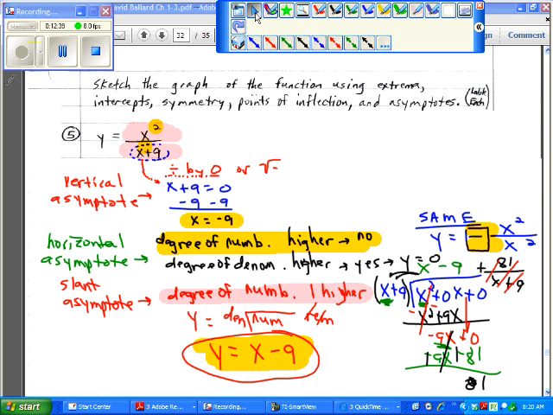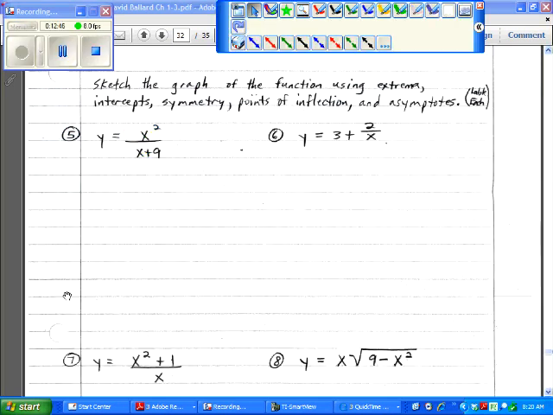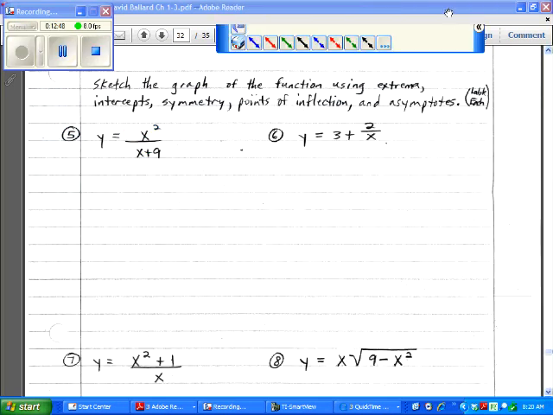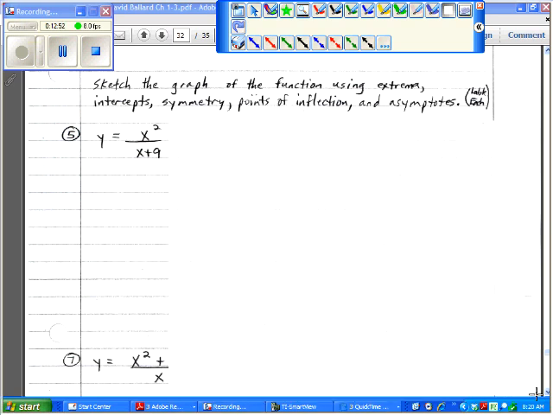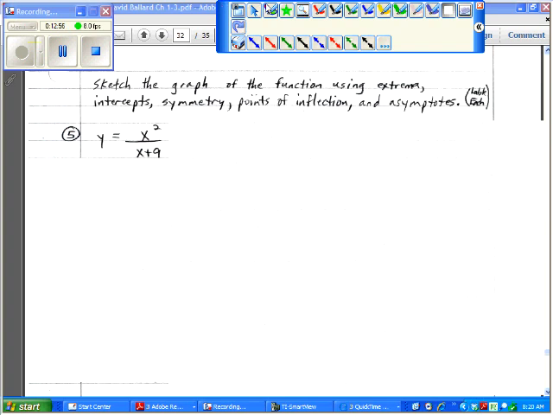Now we want to talk about intercepts, okay? But good with the asymptotes. Okay, now to start again, we'll use this screen several times here. All right, x-intercept.